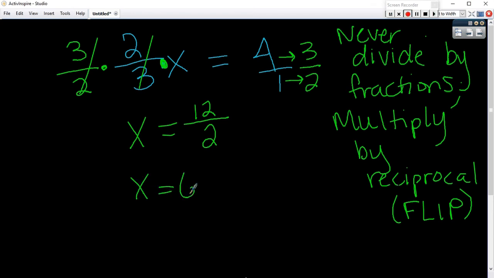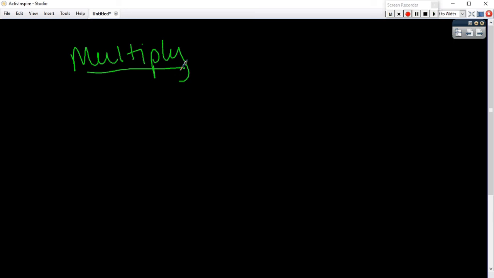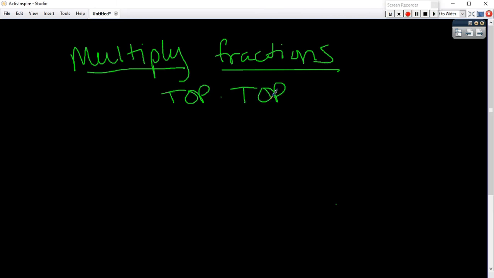Don't get intimidated by fractions. Actually, we just said when we multiply fractions, and I'm just trying to fill in some holes when I see some faces as I write things. When we multiply fractions, that's top times top over bottom times bottom. We just multiply straight across.